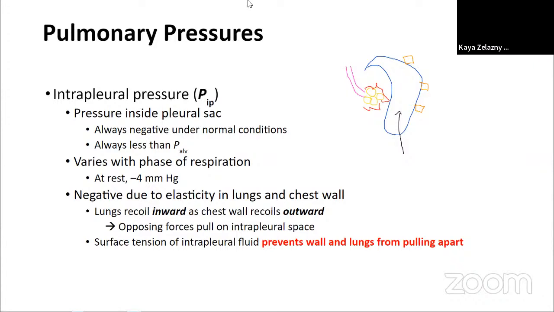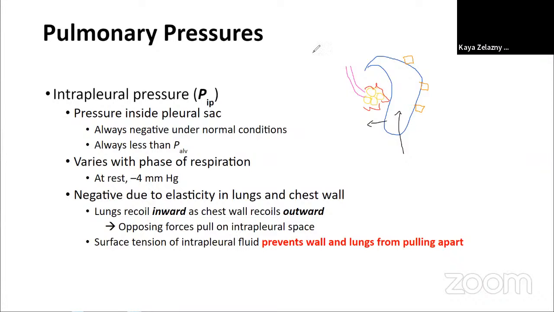This is also partially due to some properties of the tissue of the lungs and of the chest wall. So the lungs are basically always trying a little bit to collapse in on themselves and get smaller. And the chest wall is always trying to pull out a little bit, trying to get bigger. So these are two opposing forces pulling on that intrapleural space. So like lungs are trying to pull this way, chest wall is trying to pull that way, intrapleural pressure is going to be keeping them together.